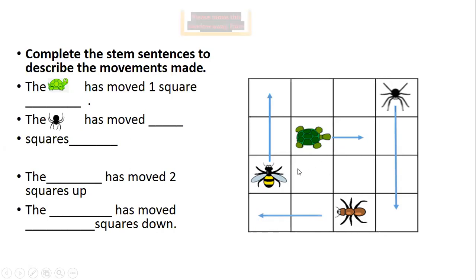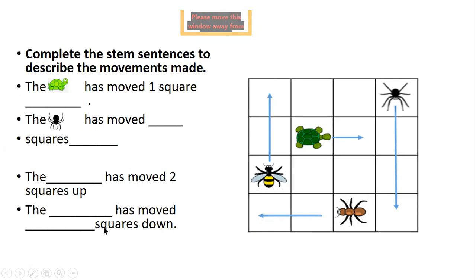The bee. The bee, very good. So this is the bee. It's moving 2 squares up. Look at where the bee is facing. So 1 square up, 2 squares up. So the bee is moving 2 squares up. Okay.